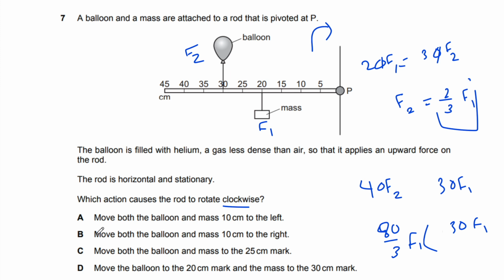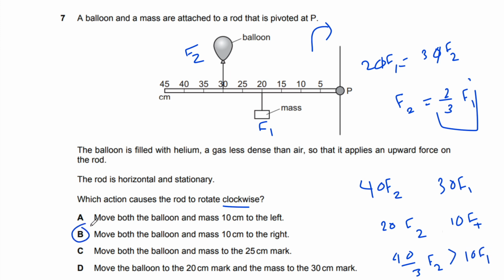And B, move both the balloon and mass 10 centimeters to the right. So to the right means 20 F2 and 10 F1. So 40 by 3 F2 is greater than 10 F1. So the answer will be B.